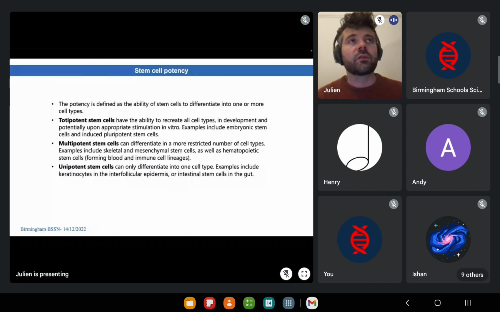And this is the case of the interfollicular epidermis and keratinocytes, or intestinal stem cells in the crypt in the gut, as we've seen in the previous slide. Now, another important property of stem cells is that they need to be able to divide infrequently and retain the stem cell properties, this capacity to eventually differentiate.